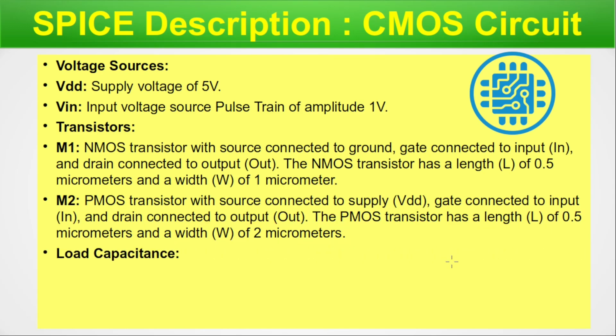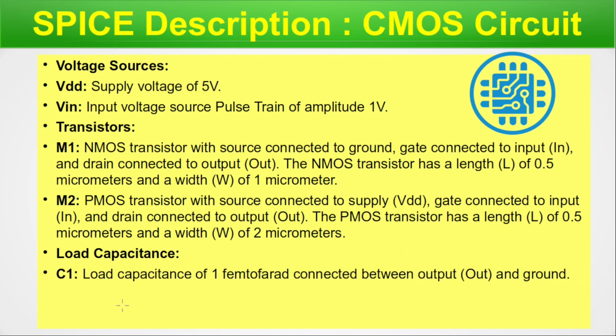Next, we have the load capacitance that acts as a load for the output. So we have a C1 load capacitance of 1 femtofarad connected between the output and the ground. This will act as a load because generally the CMOS circuit will feed into some output, and here we are considering a capacitor as our output, and that is called the load because that takes the input from the output of the CMOS circuit.